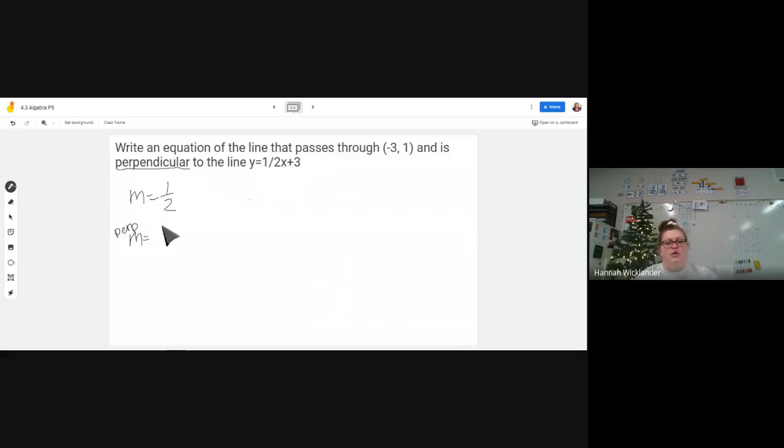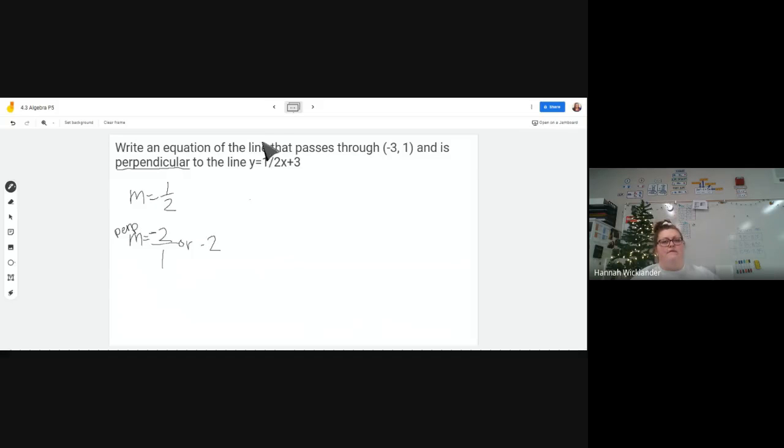-2/1, yes. So I'm going to flip it so my denominator becomes the numerator and my numerator becomes the denominator. And then I need to make it a negative because it's a negative reciprocal. But if this was a -1/2, it would just be positive because a negative and a negative is positive. Okay, so my slope is -2/1 or -2.